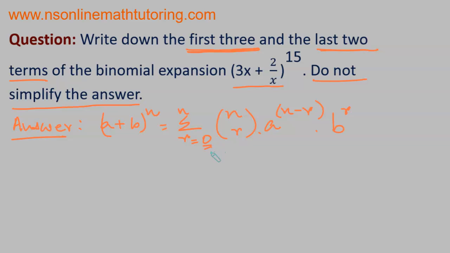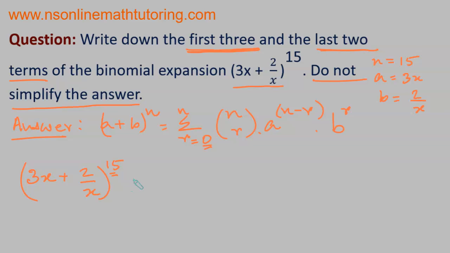Okay. We substitute the values of r as 0, 1 and 2. But before that, let me write the expression given, (3x + 2/x) to the power of 15. So, n in this case is equal to 15. What is a? a is equal to 3x. b is equal to 2 over x. Okay.